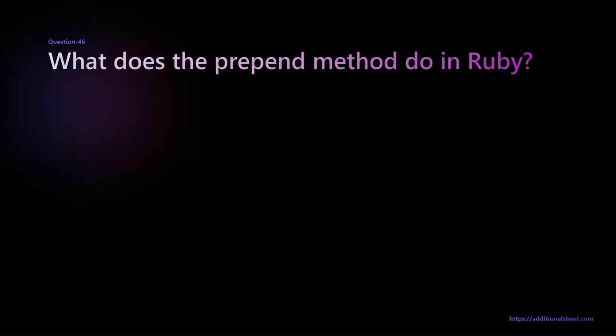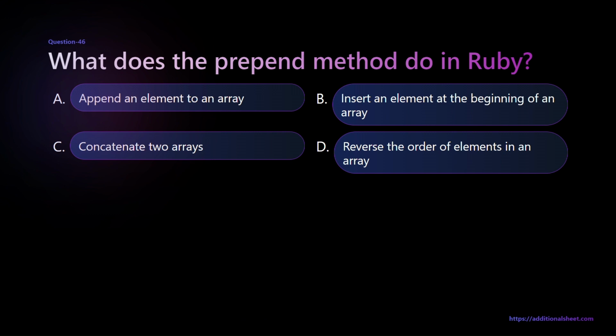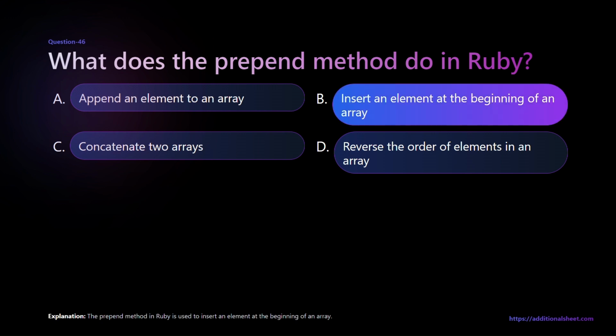What does the prepend method do in Ruby? Option A, append an element to an array. Option B, insert an element at the beginning of an array. Option C, concatenate two arrays. Option D, reverse the order of elements in an array. The correct answer is option B, insert an element at the beginning of an array.